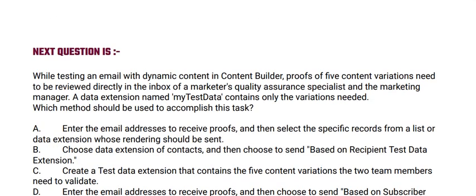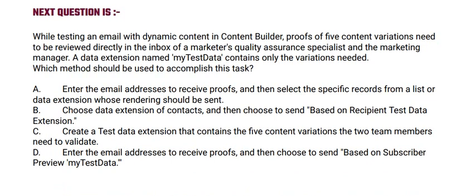Next question is, while testing an email with dynamic content in Content Builder, proofs of 5 content variations need to be reviewed directly in the inbox of a marketer's quality assurance specialist and the marketing manager. A data extension named My Test Data contains only the variations needed. Which method should be used to accomplish this task?